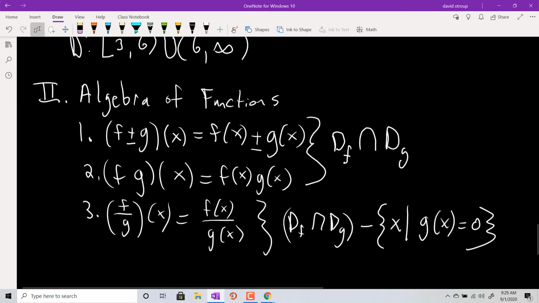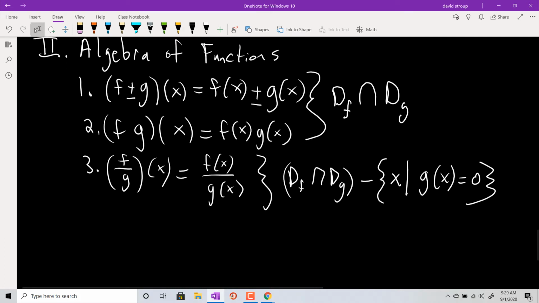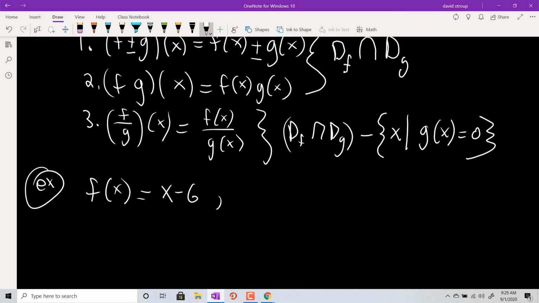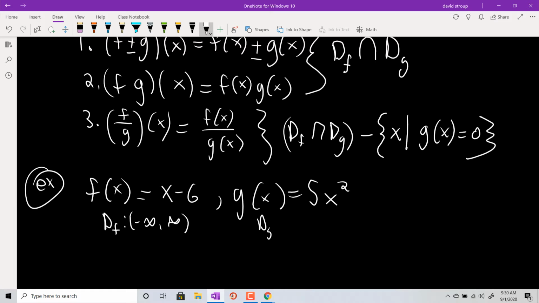Okay, let's get in there and start working with some examples. Here we're working with two polynomials, so g of x and f of x. In both cases, the domain is all real numbers. The domain of g, negative infinity to infinity.